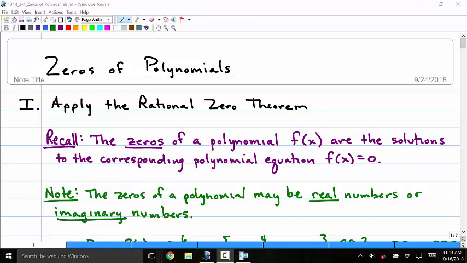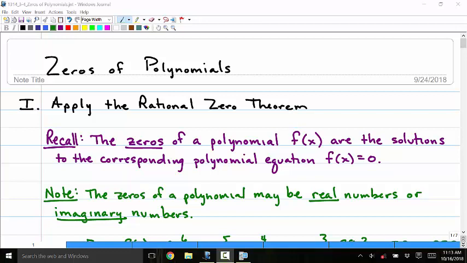Okay, the starting of the next section, zeros of polynomials. Apply the rational zero theorem is the first objective. And something you need to remember, the zeros of a polynomial, f of x, are the solutions that correspond to the polynomial equation f of x equals 0. And remember we said the zeros and the roots, those are the same thing.